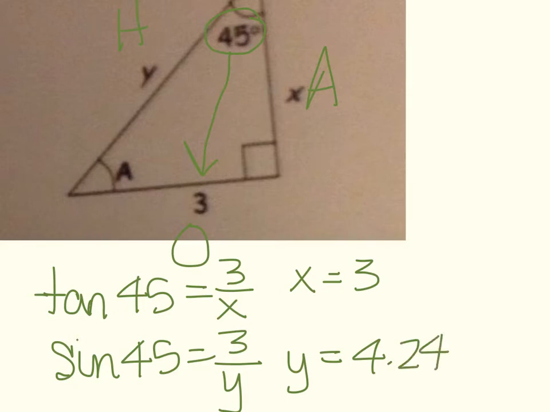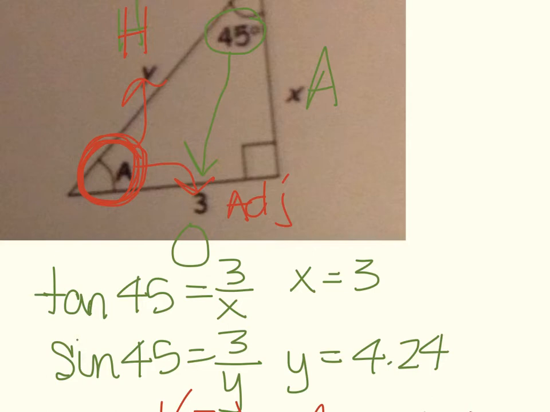Now let's look at angle A. I'm finding the angle measure, so that means I'm going to use the inverse function, and let's use the adjacent and the hypotenuse. So adjacent and hypotenuse is cosine, so I have the inverse cosine of the adjacent side, which is 3, over the hypotenuse, which we discovered was about 4.24, and that's going to equal A, which we find out is 45 degrees.